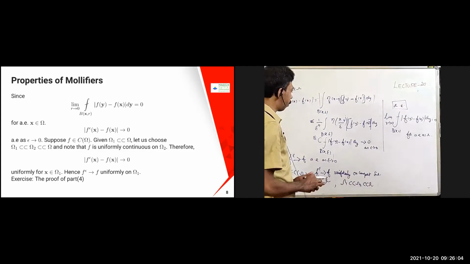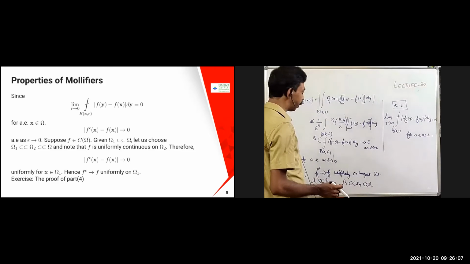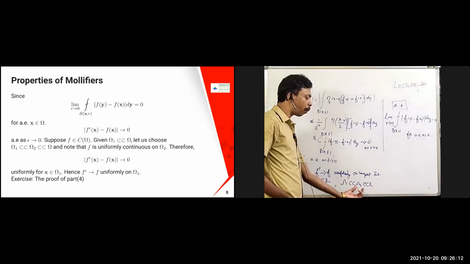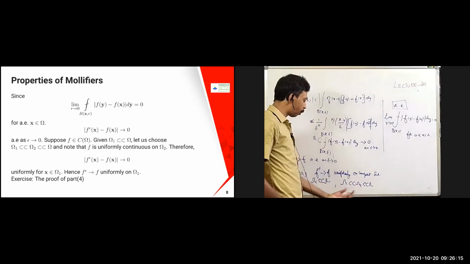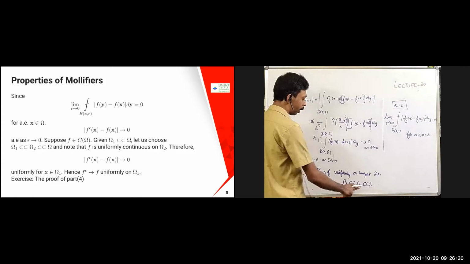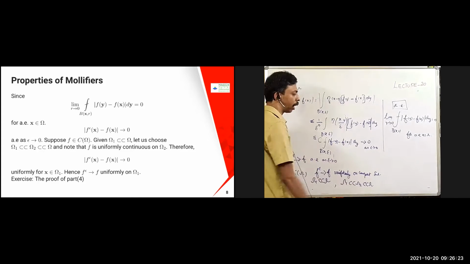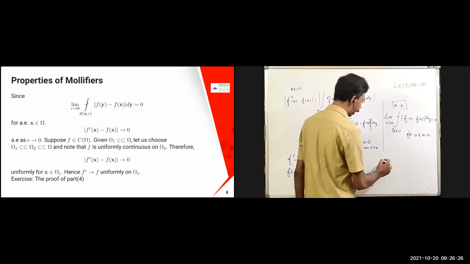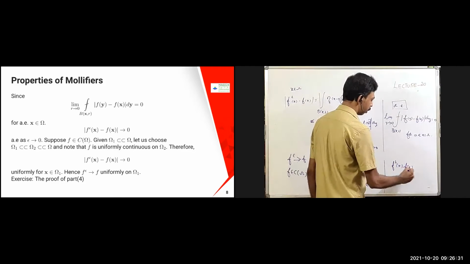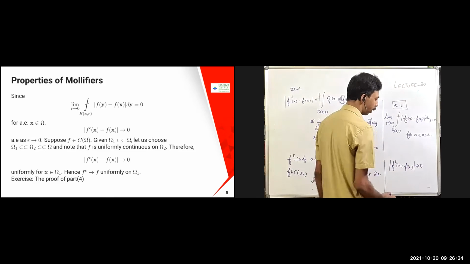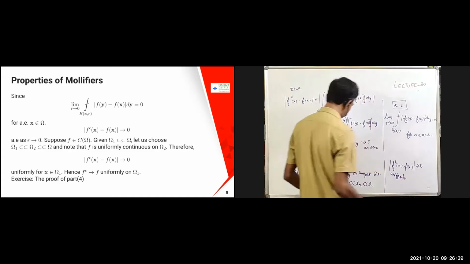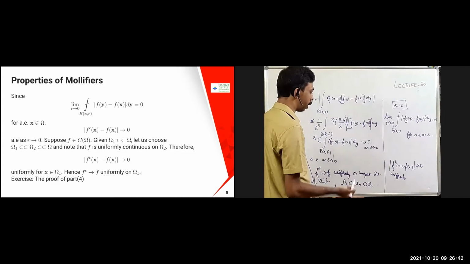We know that f belongs to C(Omega). That means f is continuous, and if I take it in Omega 2, it is compact. Therefore it is going to be uniformly continuous. So f belongs to C(Omega) implies that f is uniformly continuous on Omega 2. Therefore you are going to get f epsilon of x minus f of x converges to 0 uniformly. Why? Because f is going to be uniformly continuous in Omega 2.